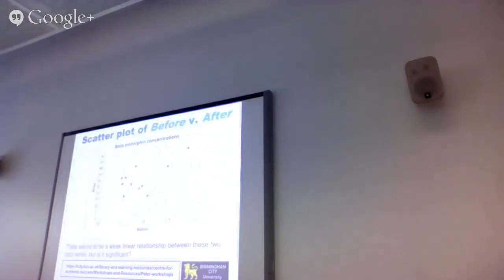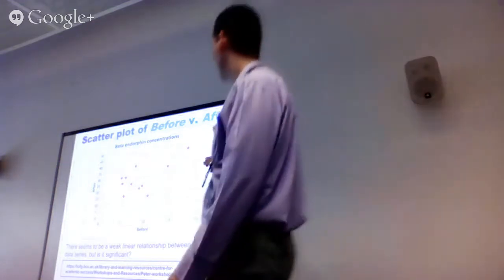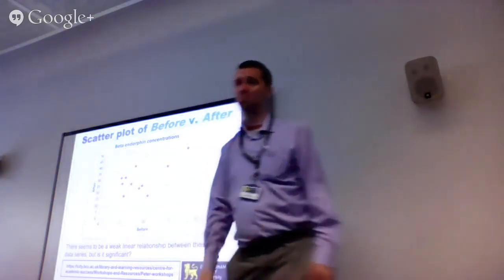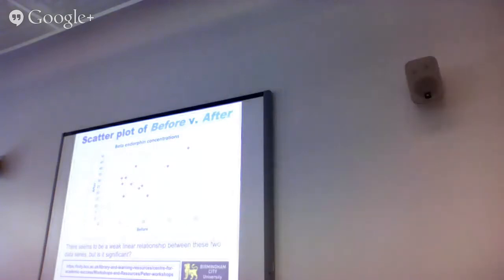Here's a scatter plot. I remember we were talking about that earlier. The lower values are a bit mixed up, but the higher ones seem to be maybe becoming more of a straight line. So there seems to be some relationship going on here, but is it a linear relationship? Is it statistically significant? That's what we need to work out.